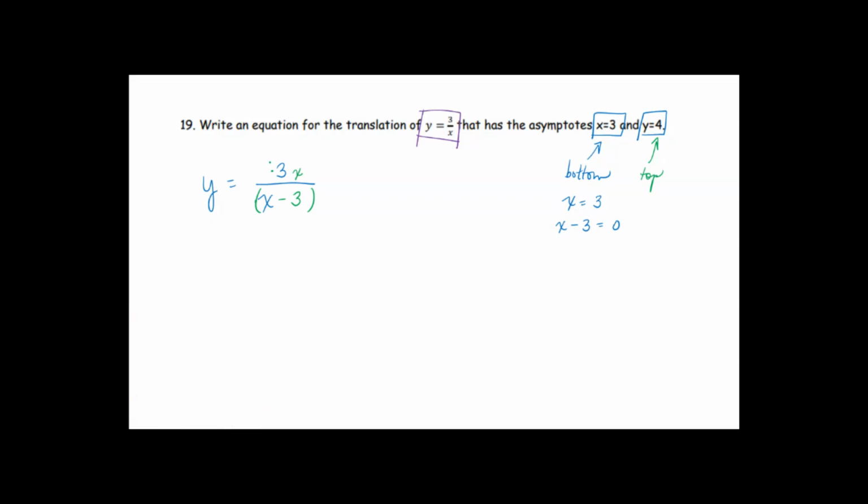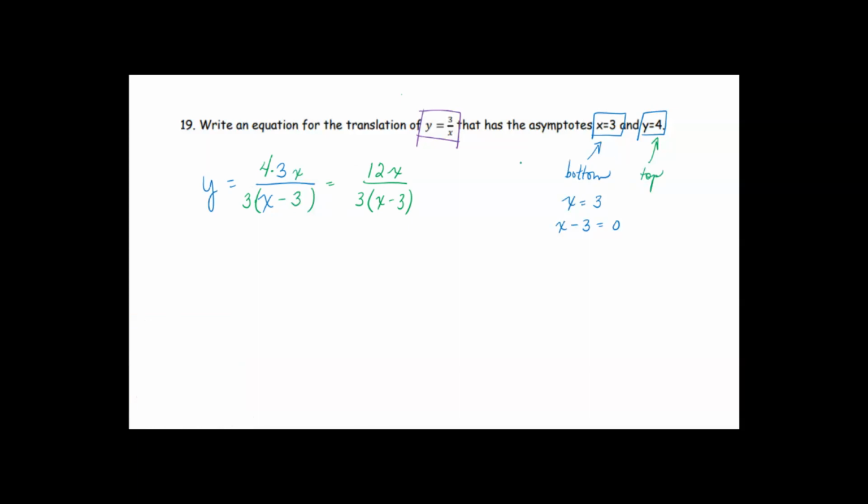So when I have a 4 here, then what I need is that 3 to go away. So I'm going to put a 3 here. My mistake. Okay, so what's going to happen when I fix all of it? I've got 12x over 3 times x minus 3.